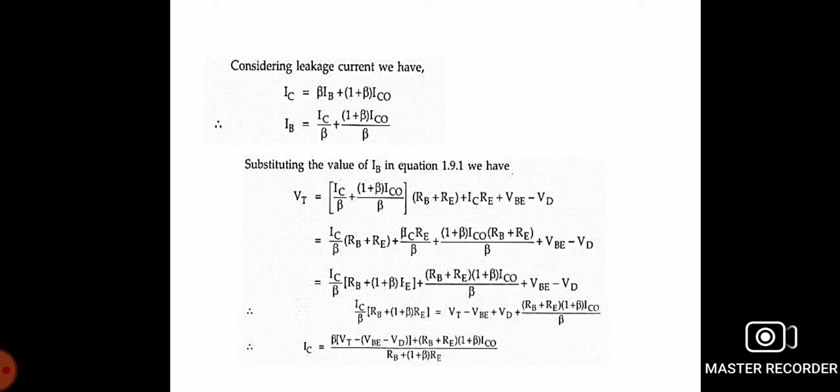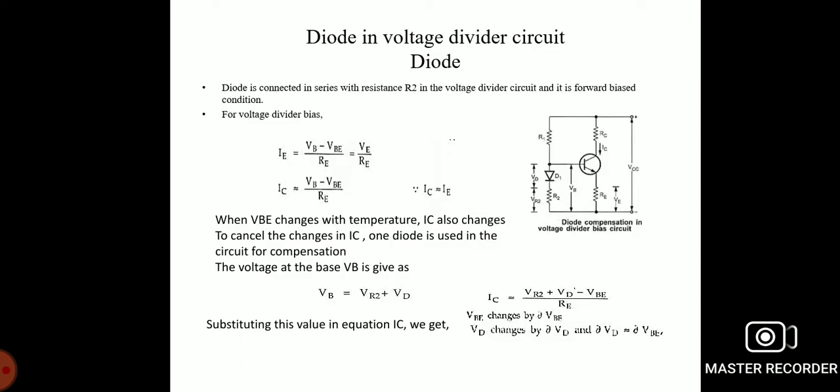So in this diode voltage divider circuit, we have to see that the diode is connected in series with the resistance R2 in the voltage divider circuit, in forward bias condition. In the voltage divider bias, the emitter current is equal to the base voltage minus the base-emitter voltage, divided by Re, which is equivalent to the emitter voltage divided by the emitter resistance.